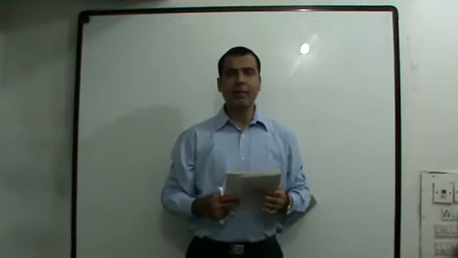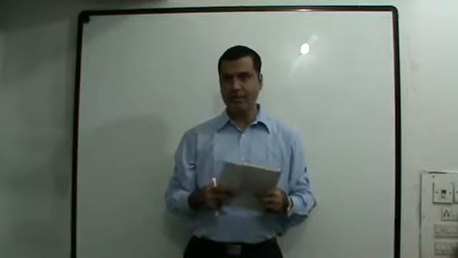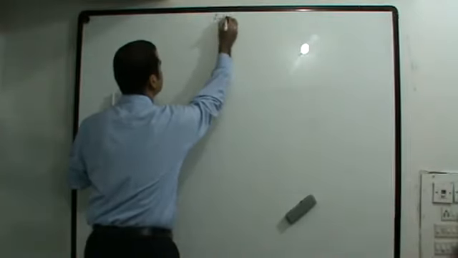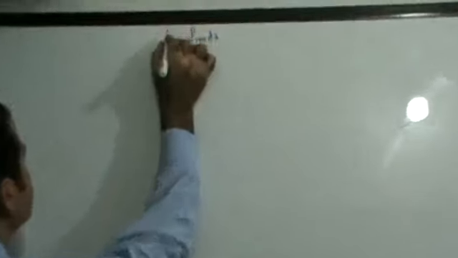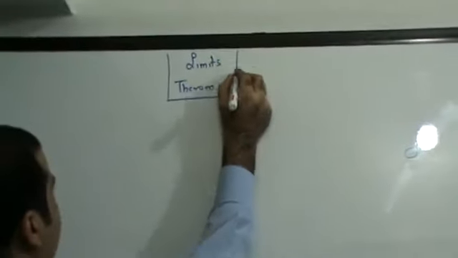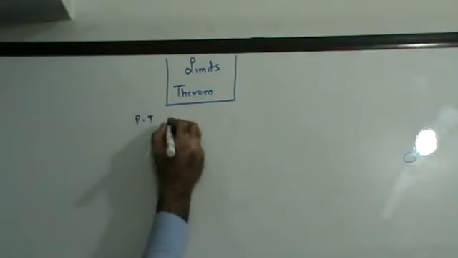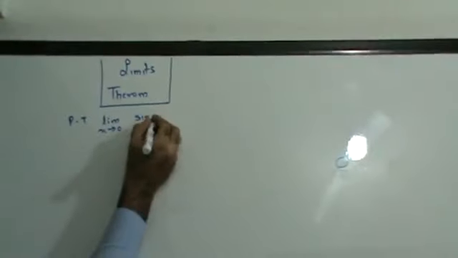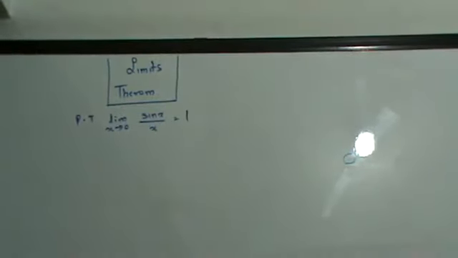Now we'll do the final part of limits, which is nothing but the derivations of limits, the theorems of limits. Let's see this. Limits. We are going to do the theorems of limits. Now, the first theorem that we have is prove that limit of x tends to 0, sin x upon x is equal to 1. Right?